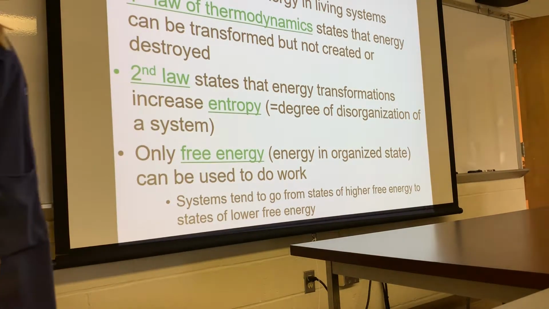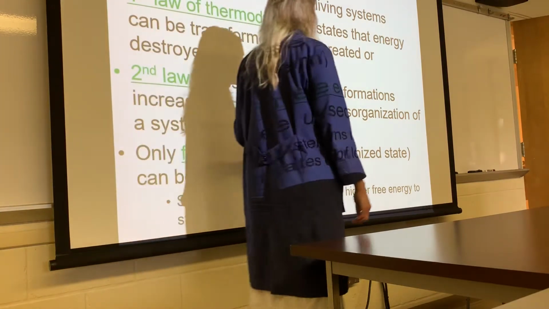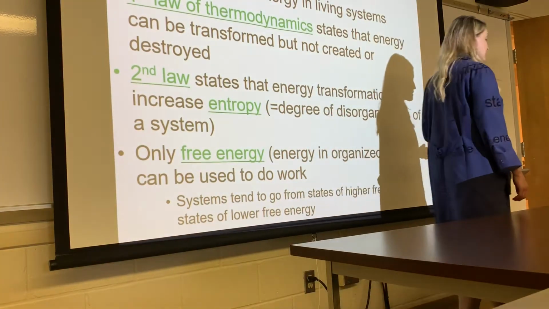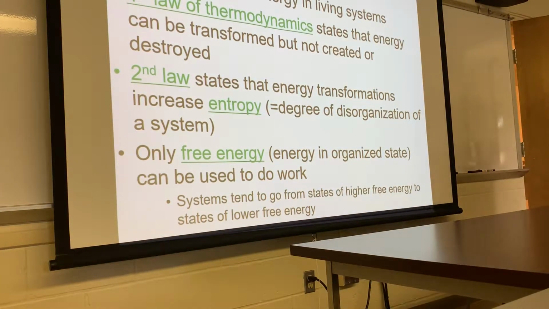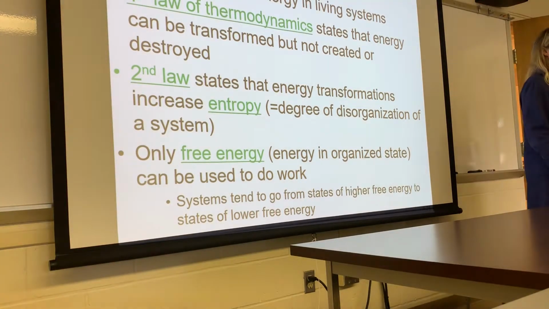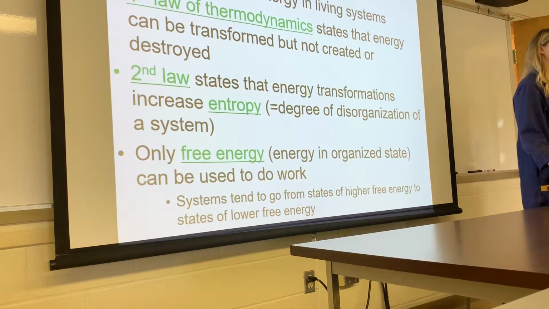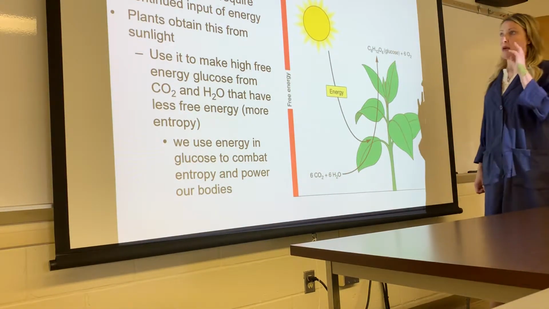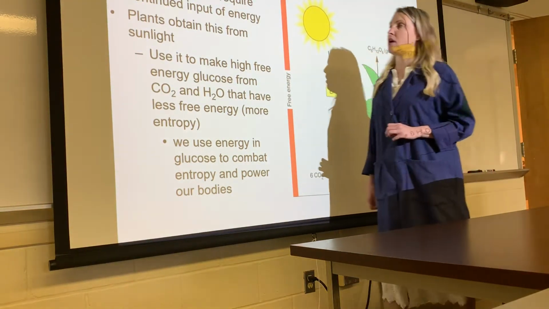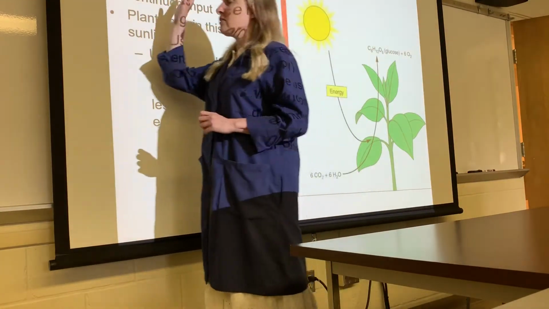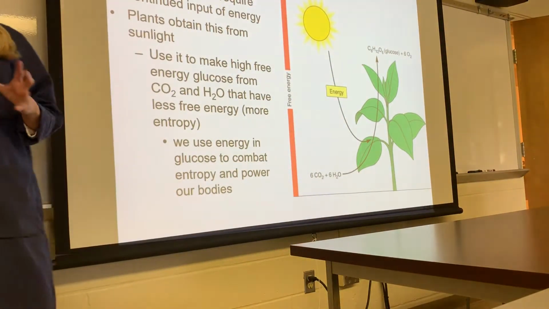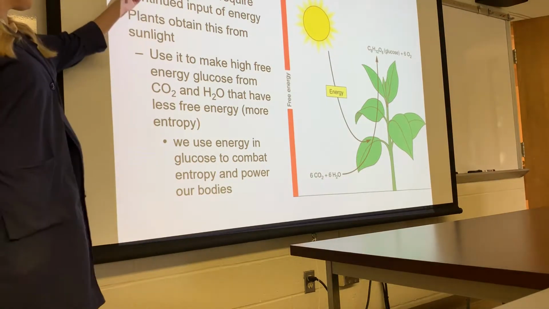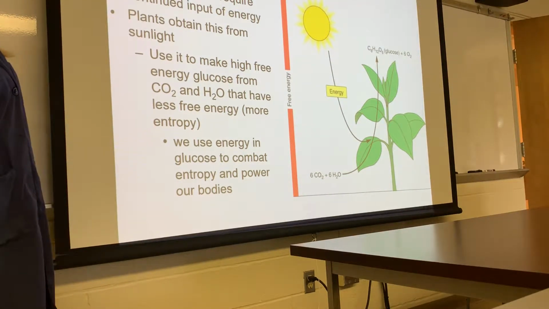Only free energy, energy that is in an organized state, can be used to do work. We call this free energy, energy that's in an organized state. Systems go from higher states of free energy to states of lower free energy. So this diagram shows us both the first and the second law of thermodynamics. Please don't think that it doesn't show both, because the first bullet point here says the second law dictates.